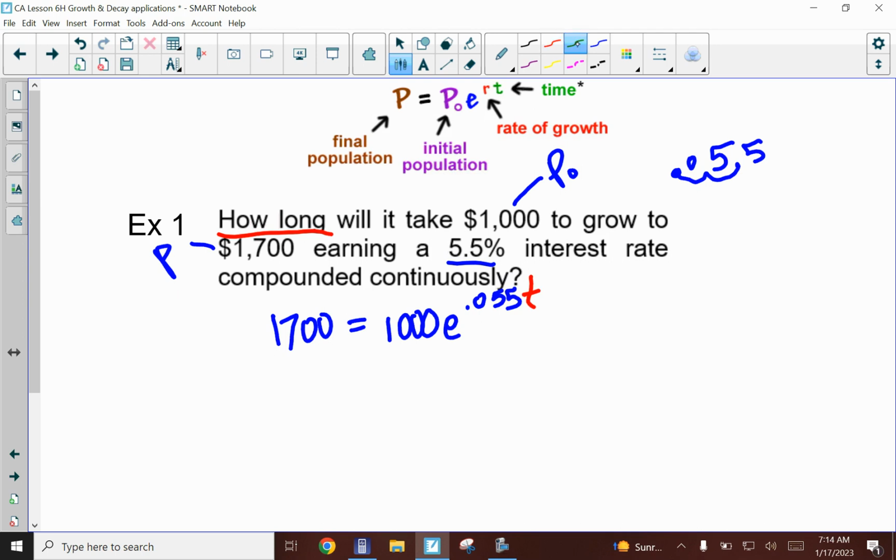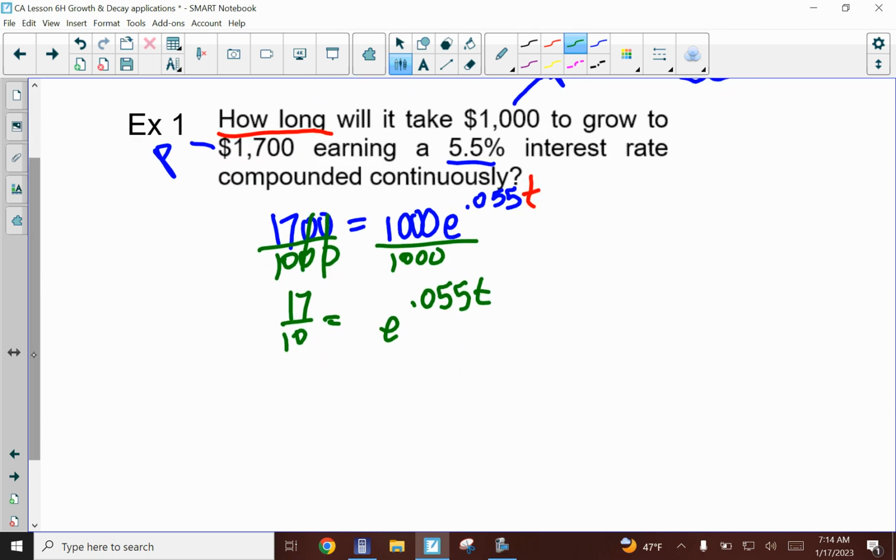So to solve this, the steps are pretty much the same on every single question. First, you want to isolate your base, so you're going to divide by 1,000. And we could actually simplify this so we can cross out those zeros. So this is just 17 over 10. And then you're going to have e to the 0.055 T. So at this point, we're kind of stuck because the T is in the exponent position. So what we want to do is convert it. So e converts to an ln, and then the stuff just swaps. So we'll have 0.055 T on this side, and then we'll have 17 over 10 on this side.